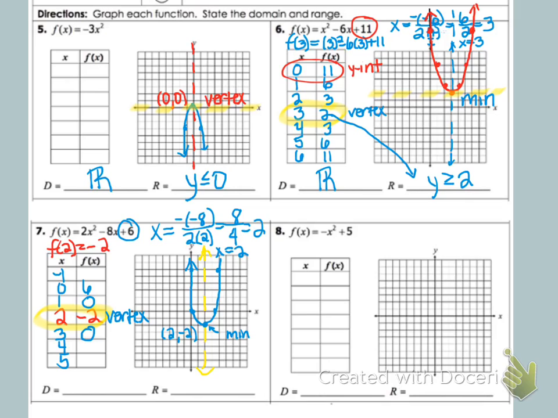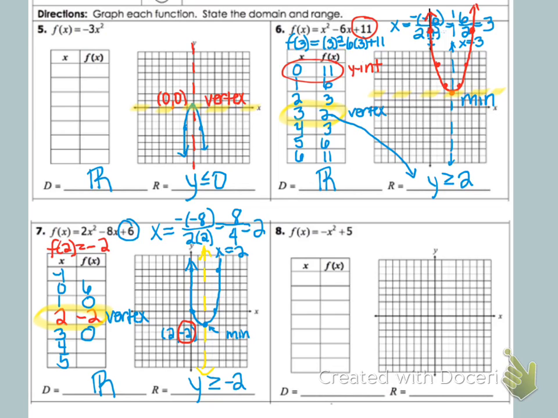Got my parabola. The domain is all real numbers, and that range, that lowest value you can see is, remember, always the y-coordinate of the vertex. That's the parameter that you use. So y is going to be, in this case, since it's a minimum, always greater than or equal to -2.